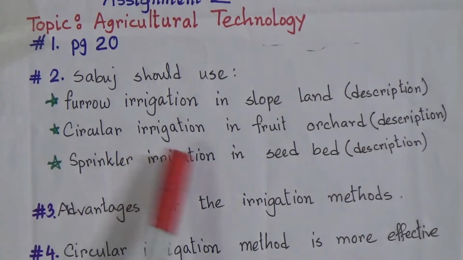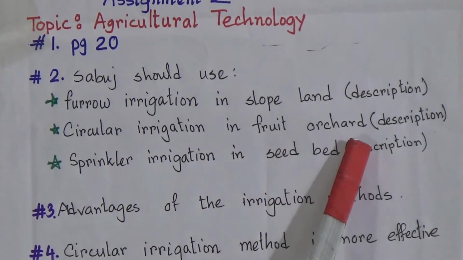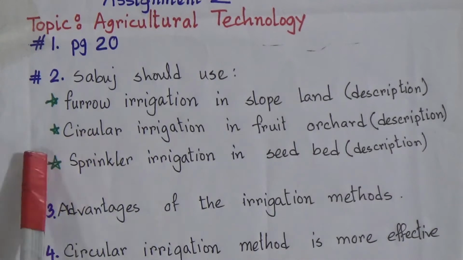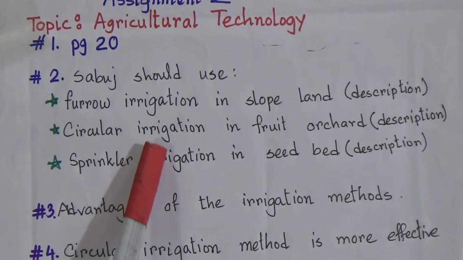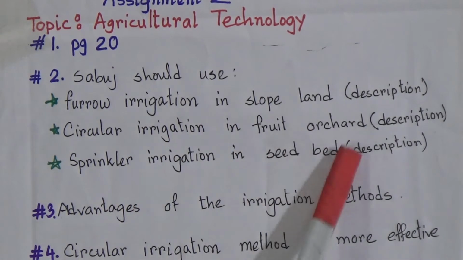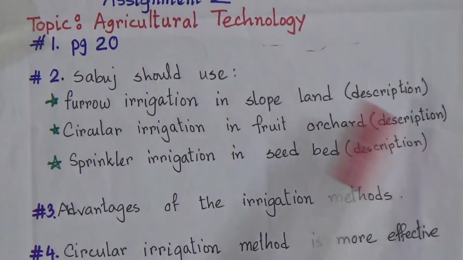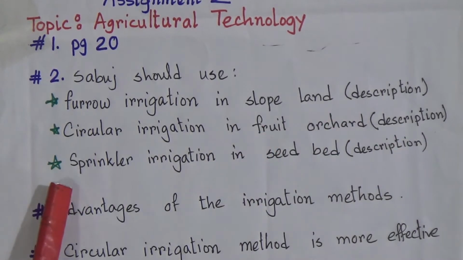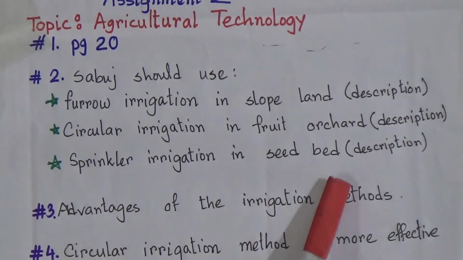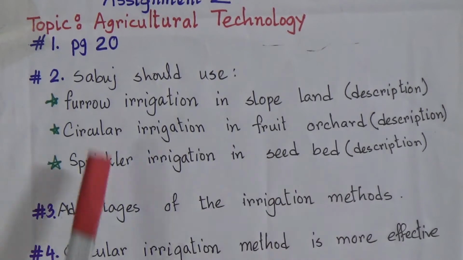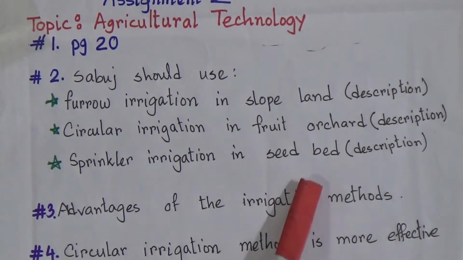Then circular irrigation in fruit orchard. That means for fruit orchard, circular irrigation is very appropriate. So here also you will describe it shortly. Then next one, that is sprinkler irrigation in seedbed. For seedbed, sprinkler irrigation is very much appropriate.